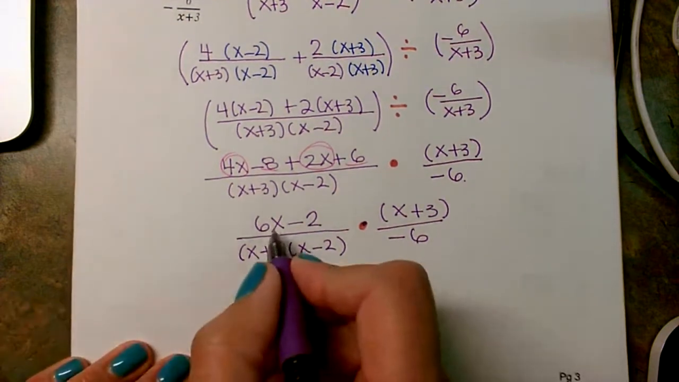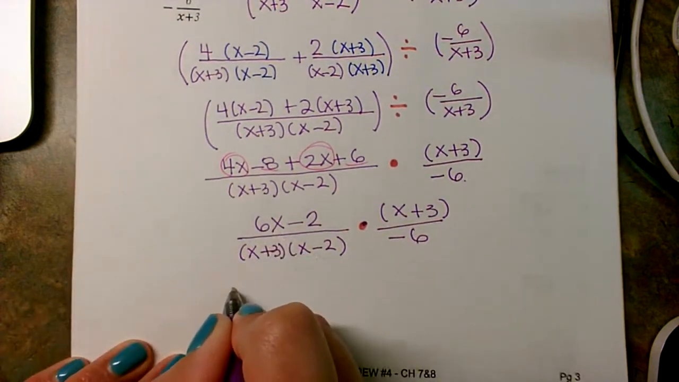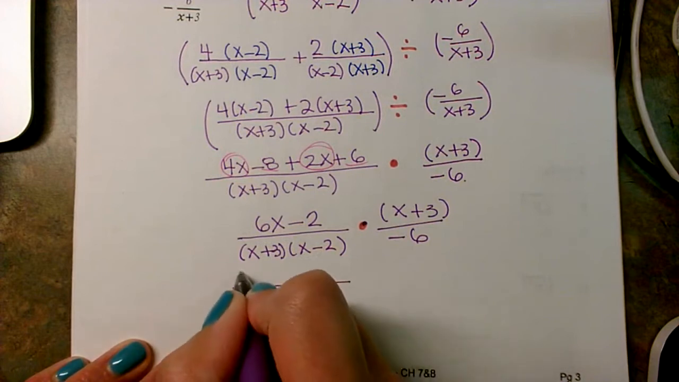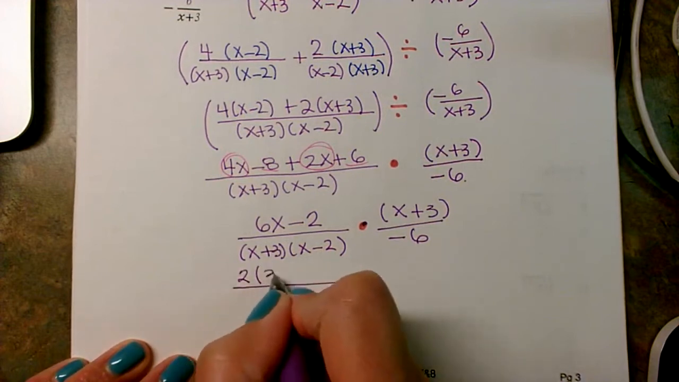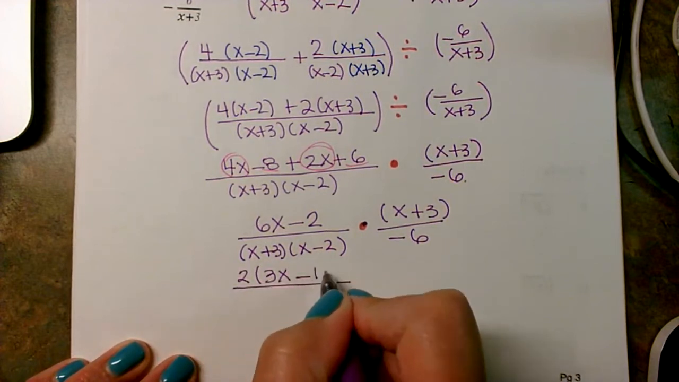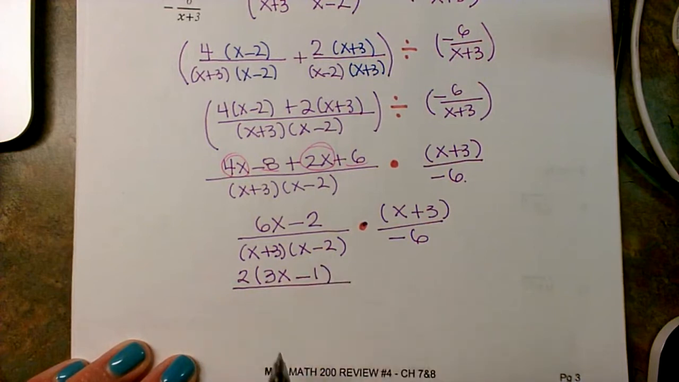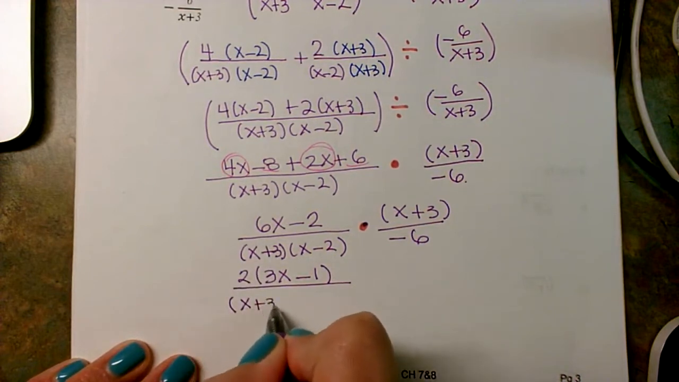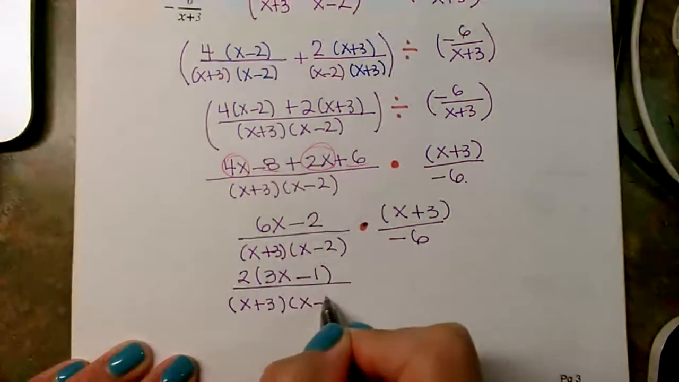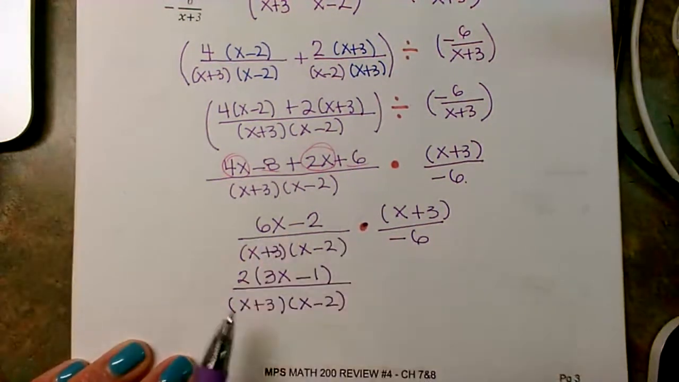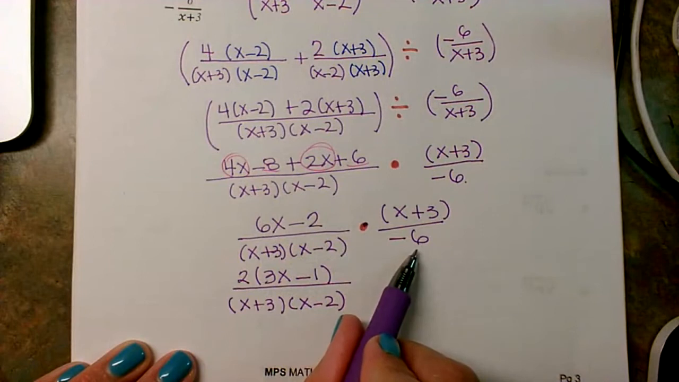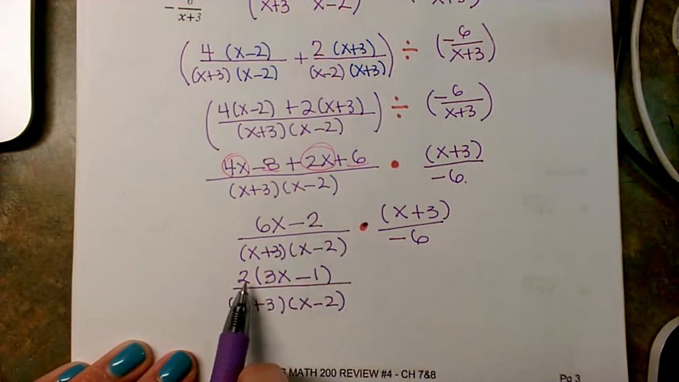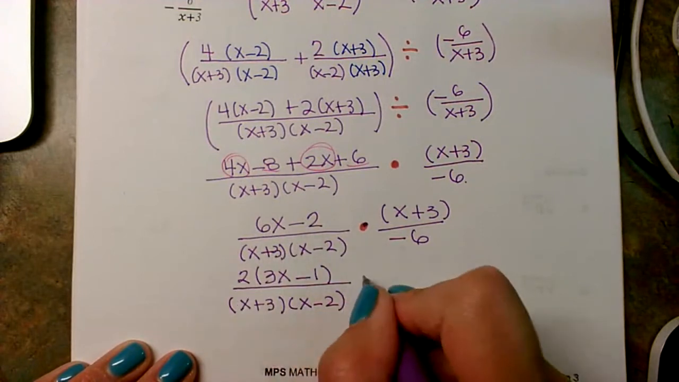Now, let's take the 2 out. It will be 3x minus 1, right? I'm factoring. Why am I doing that? Because you see I have a negative 6 on the bottom, so I could simplify with this 2.